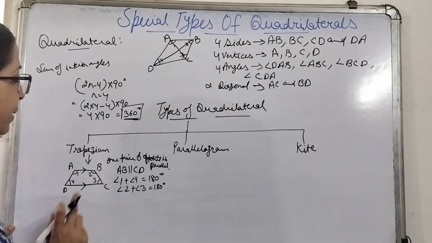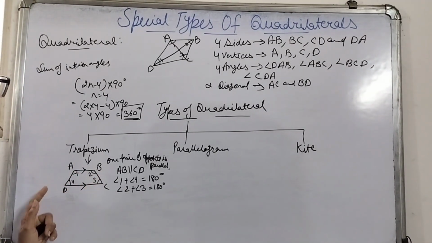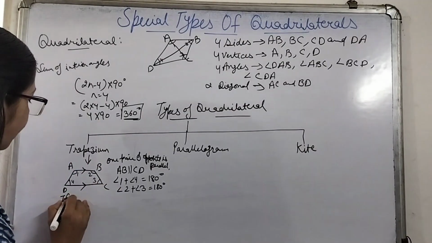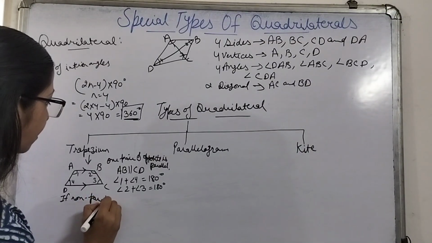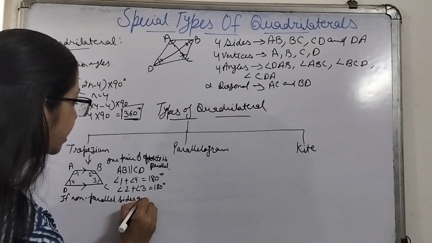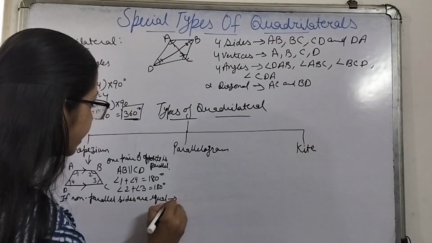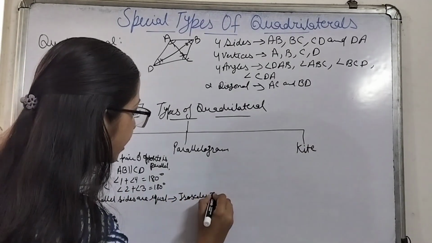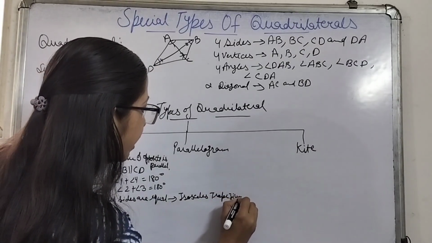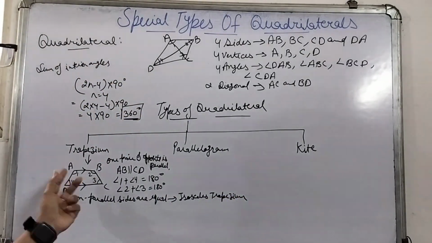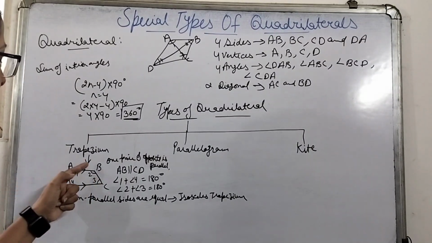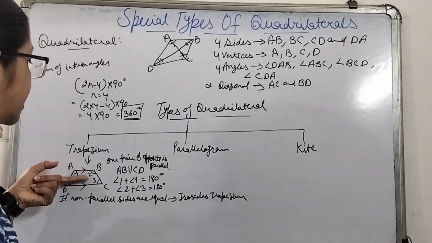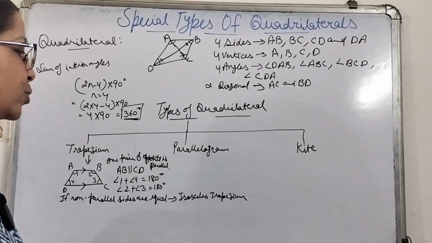Now, the non-parallel sides, over here we can see AD and BC are the non-parallel sides. If the non-parallel sides are equal, in that case we say such trapeziums are isosceles trapeziums. Such trapeziums are known as isosceles trapezium when the non-parallel sides AD and BC are equal.